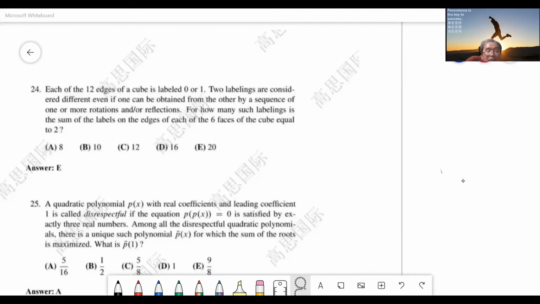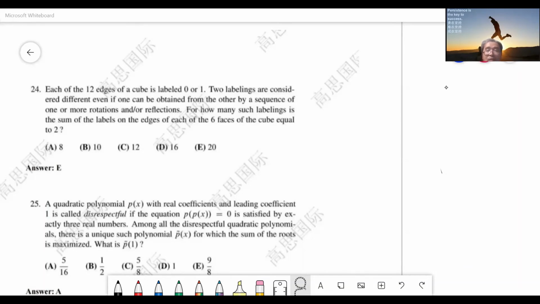Question number 24. Each of the 12 edges of a cube is labeled with either 0, 1, or 2. Two labelings are considered different, even if one can be obtained from the other by a sequence of one or more rotations or reflections. For how many such labelings is the sum of the labels on the edges of each of the 6 faces of the cube equal to 2?